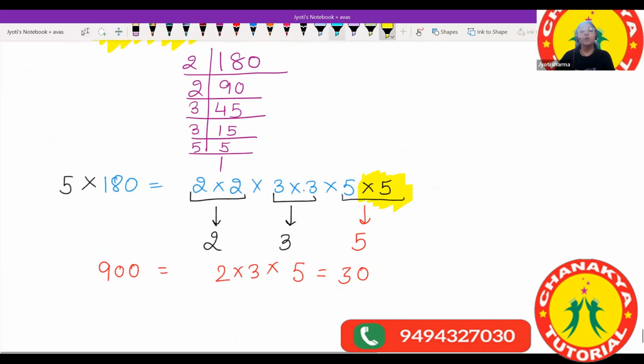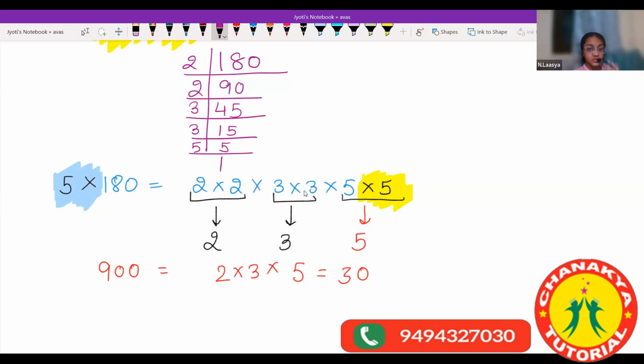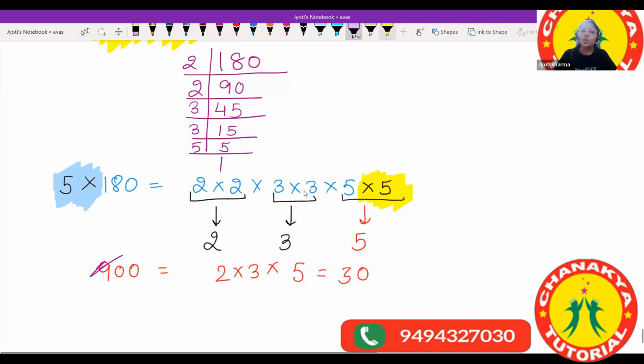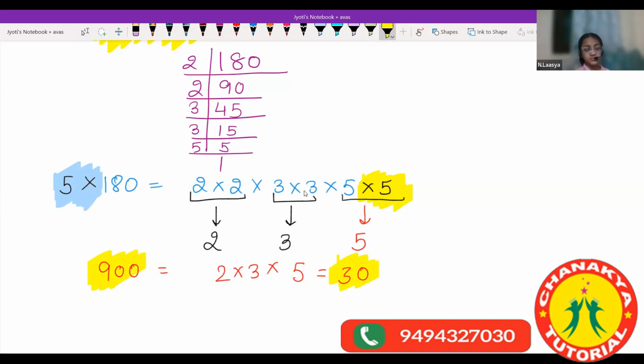Now, because I have multiplied on this side, I need to multiply it on the other side. Only then will I get a perfect square on the other side. If you are multiplying 5 on the right side, you are changing your answer, and if you are changing your answer, you need to change your original number as well. That's why we multiplied by 5 on both sides. The new number we got was 900, and the square root of 900 is 30. Got it? Yes, ma'am.